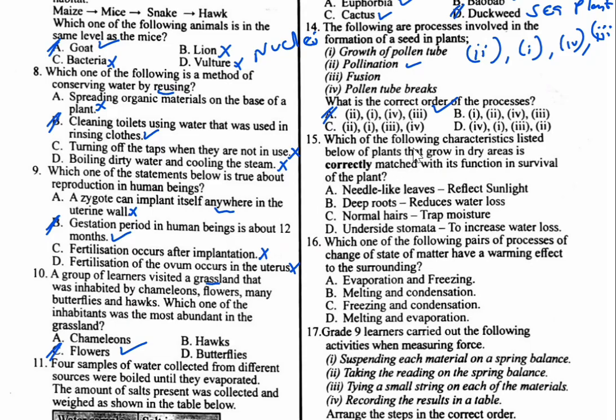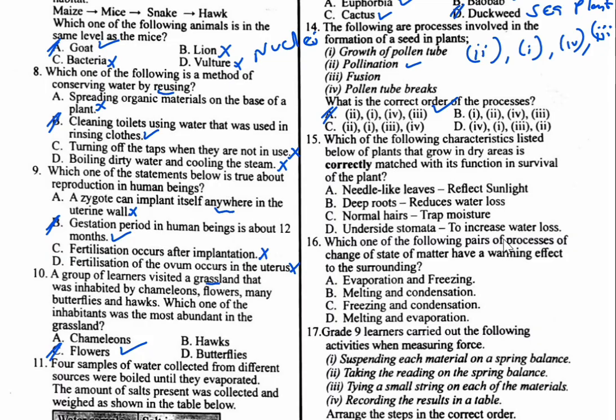Which of the following characteristics of plants that grow in dry areas is correctly matched with its function in survival of the plant? A. Needle-like leaves reflect sunlight. B. Deep roots reduce water loss. C. Normal hairs trap moisture. D. Underside stomata can increase water loss.